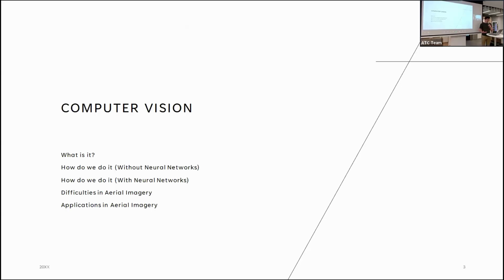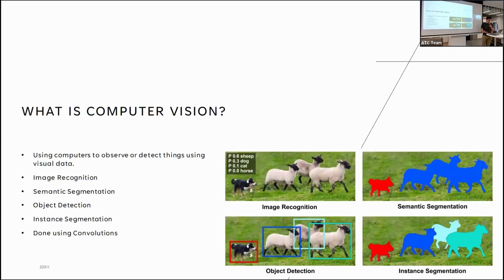So what is it? How do we do it, both with and without neural networks, and then its applications and its difficulties in aerial imagery? Computer vision is basically using a computer to see or detect something in an image. It doesn't necessarily just have to be visual data, especially if using something like a satellite, which can often have a much wider range of data. Or for example, your iPhone has some depth information. But in essence, you take this information, you want to see something, you want to do something with that information.